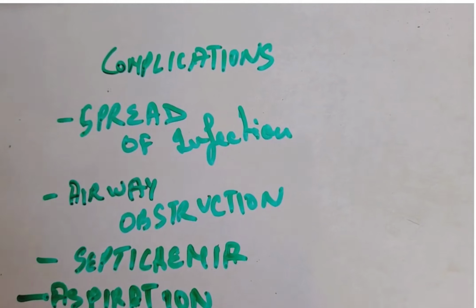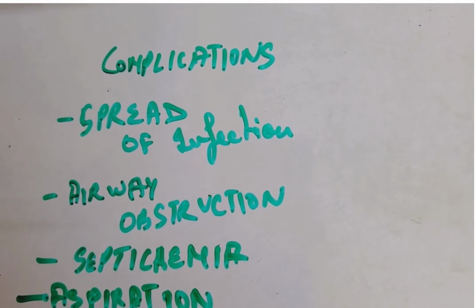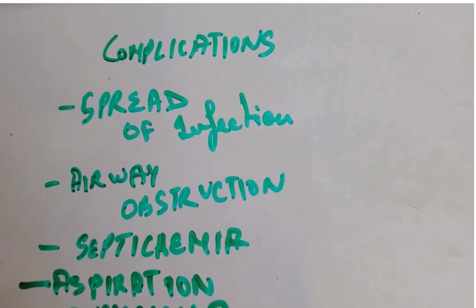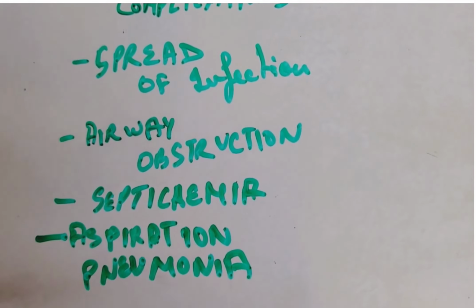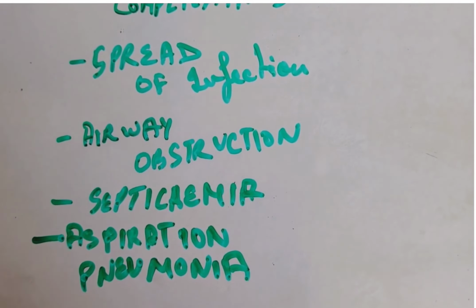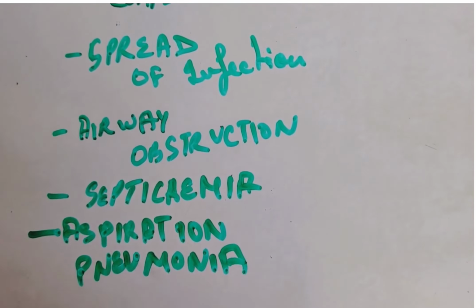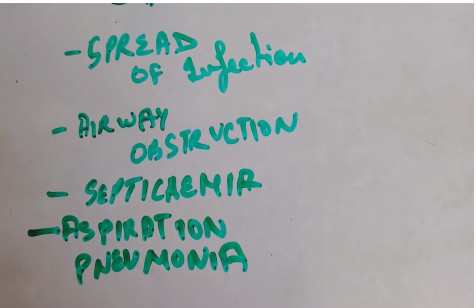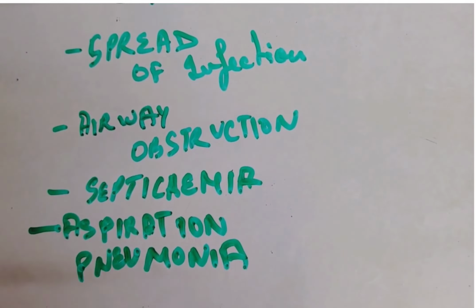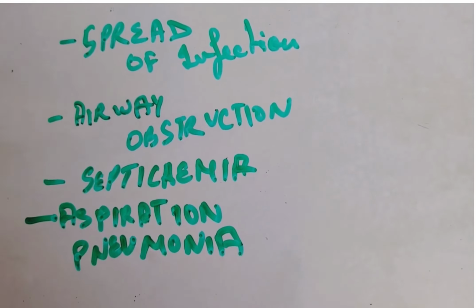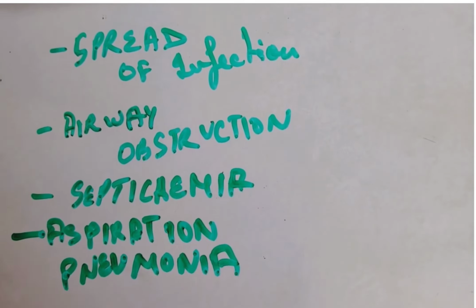If we talk about complications of Ludwig's angina, then infections from the submandibular space can spread to the parapharyngeal and retropharyngeal spaces and hence to the mediastinum. And because of laryngeal edema, there can be airway obstruction. Septicemia can be caused because of Ludwig's angina, and aspiration pneumonia is another complication.